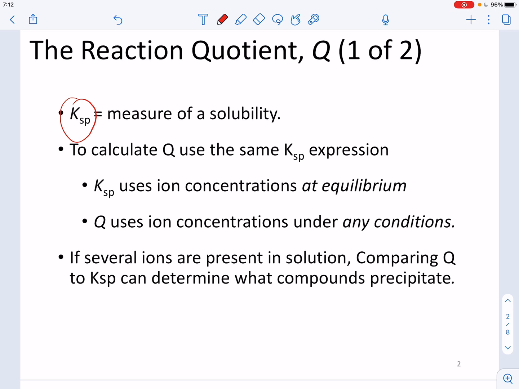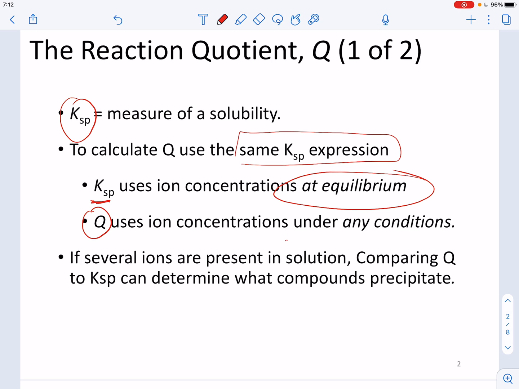So the reaction quotient, similar to other equilibrium conditions, you use the same expression that you use to calculate KSP. Things to remember: when you have KSP, which is your equilibrium constant, you are using equilibrium concentrations, but for Q, you can actually use any concentration there. Whether it's an equilibrium situation or not, it depends on the value that you obtain and how it compares to the value of KSP. So if you have solutions containing several ions, you can make predictions about which compound can precipitate just by looking at the value of Q.